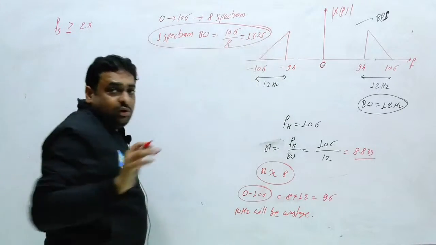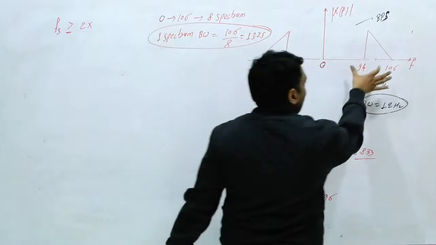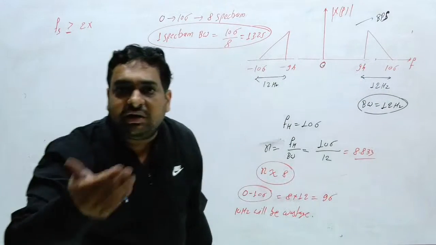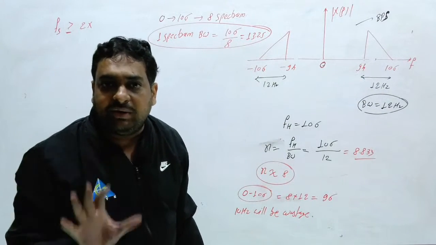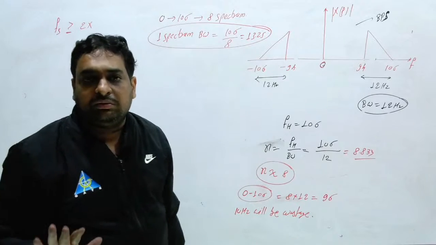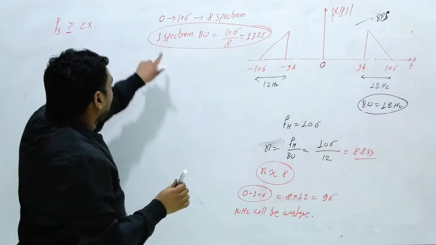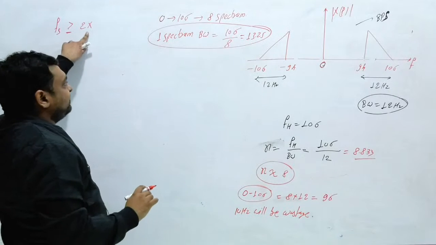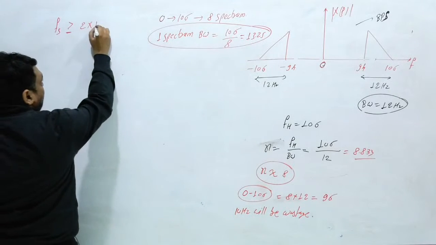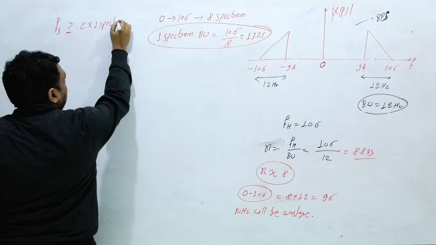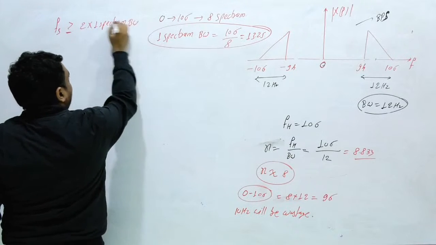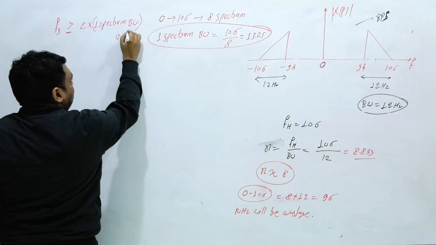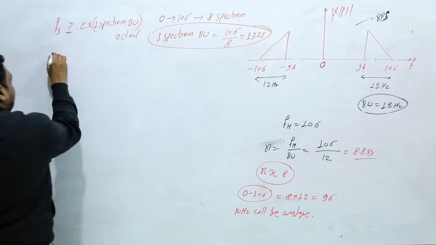So what you have to find out is the actual required bandwidth of one spectrum, mathematically. So one spectrum bandwidth is 13.25. What will be the answer? 2 times the one spectrum bandwidth, and this is the actual one.